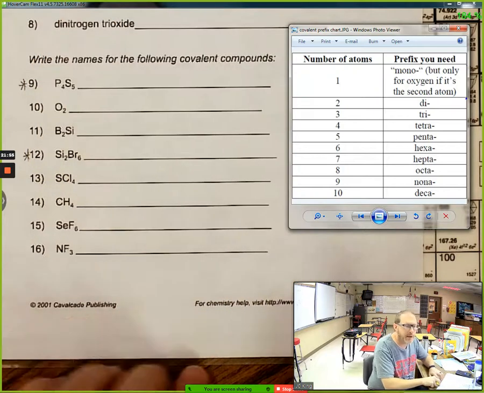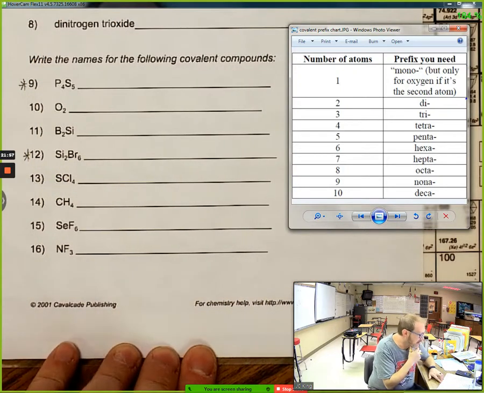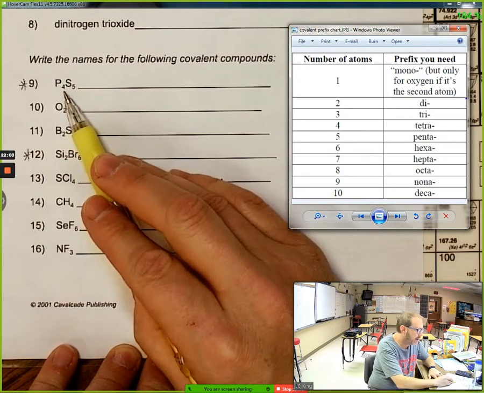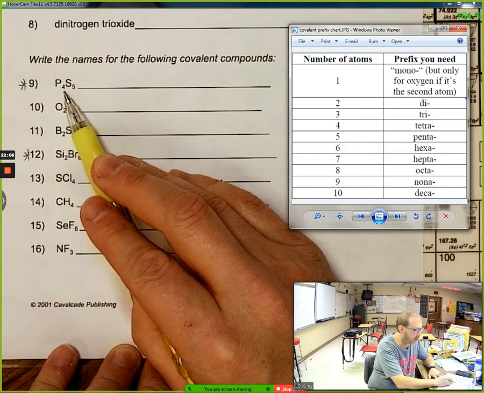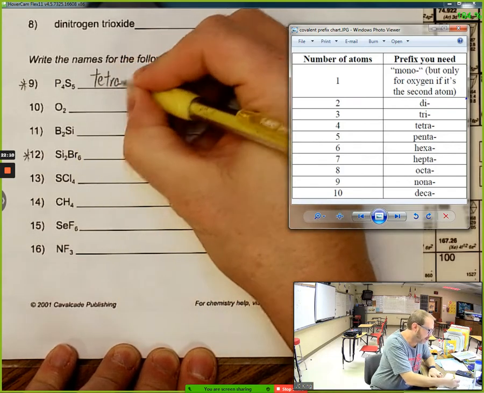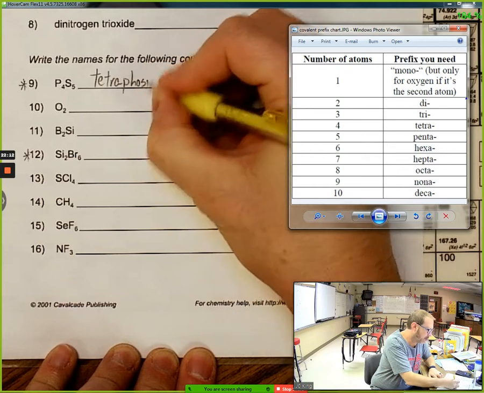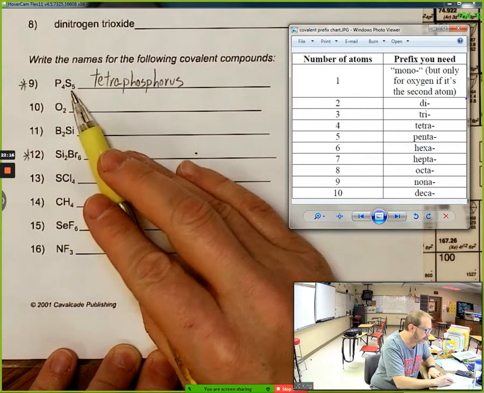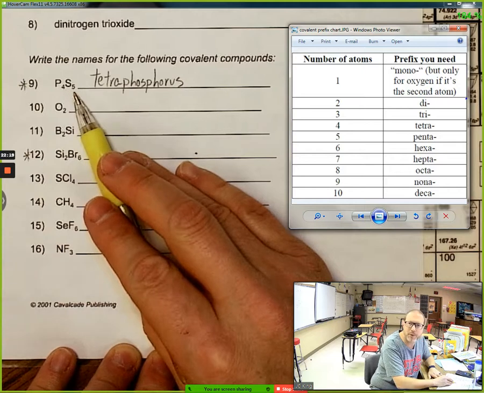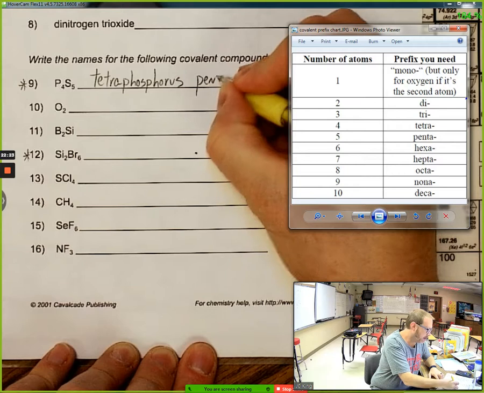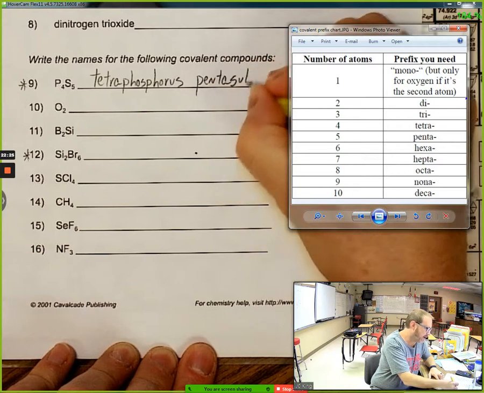Okay. So, all right, let's look at number 9. Number 9, P4S5. P, I know, is phosphorus. Prefix for 4 is tetra. So I'm going to start it off with tetraphosphorus. That's sulfur. I have 5. The prefix for 5 is penta, so that's going to be pentasulfide.